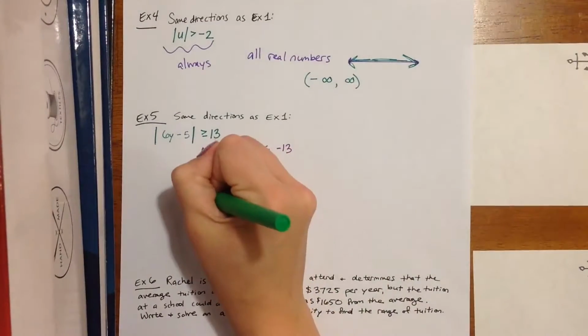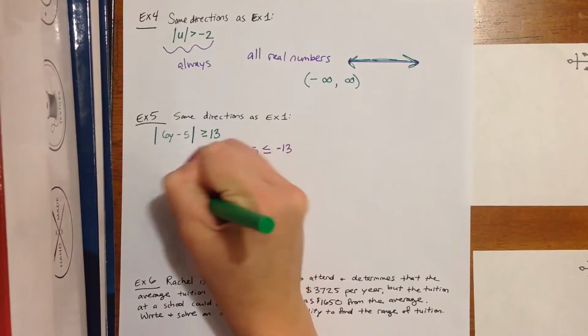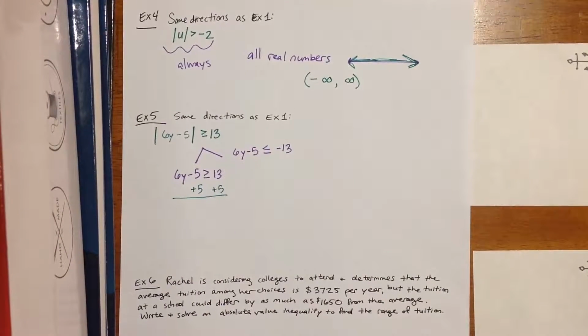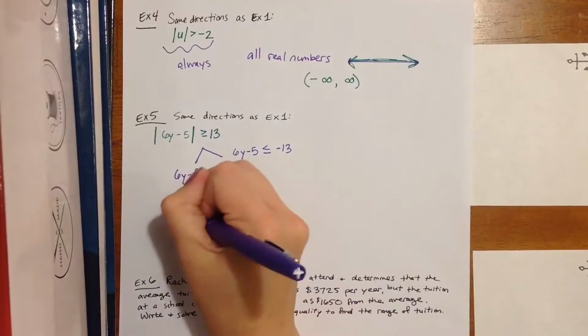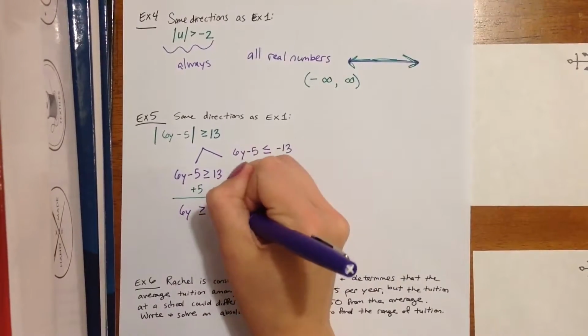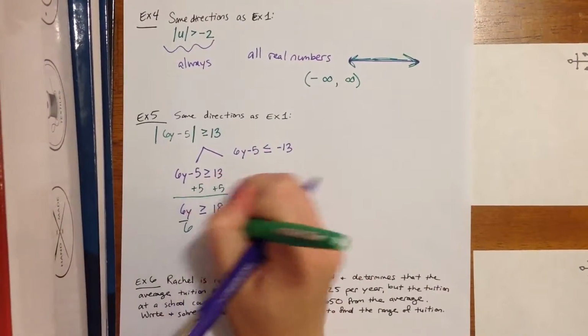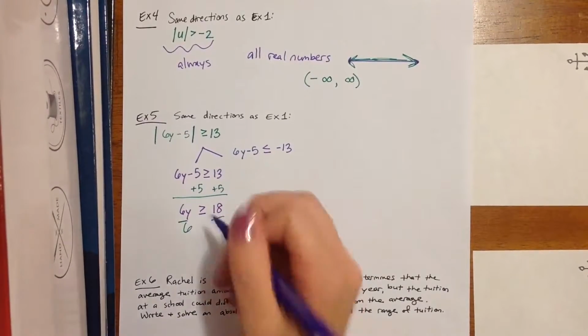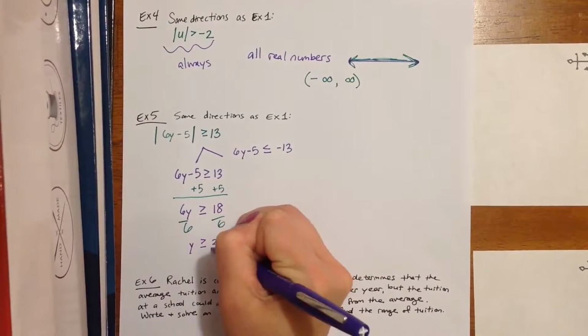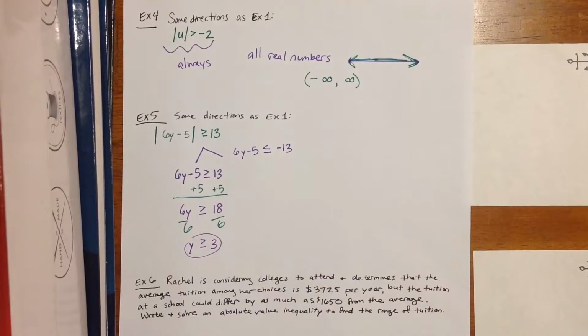So here we go. I'm going to add 5. I'll do one at a time here. We have 6y now is greater than or equal to 18. I divide by 6. I get y must be greater than or equal to 3. So that's the first branch that I'm dealing with.